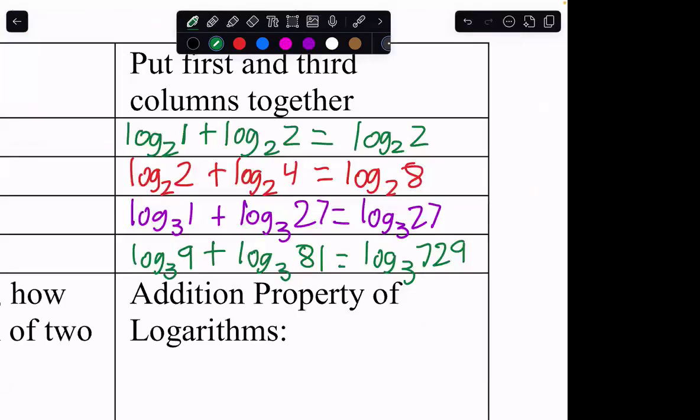Okay, so remember our goal is to discover the way to add logarithms together. We now have 4 examples of logarithms being added together. So we're trying to find a pattern that we can use in the future so that we can do these problems much faster. See if you can find something that works for all 4 problems.